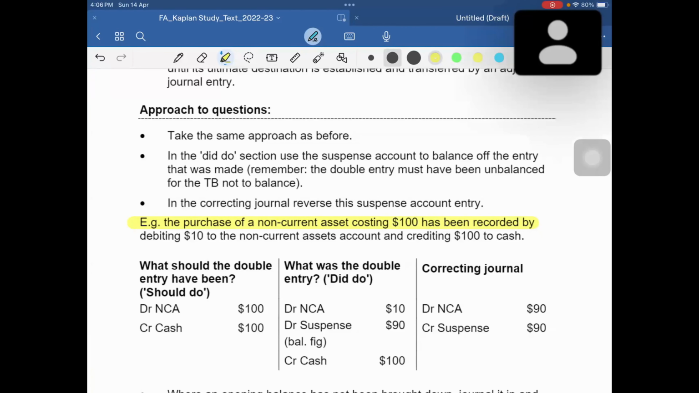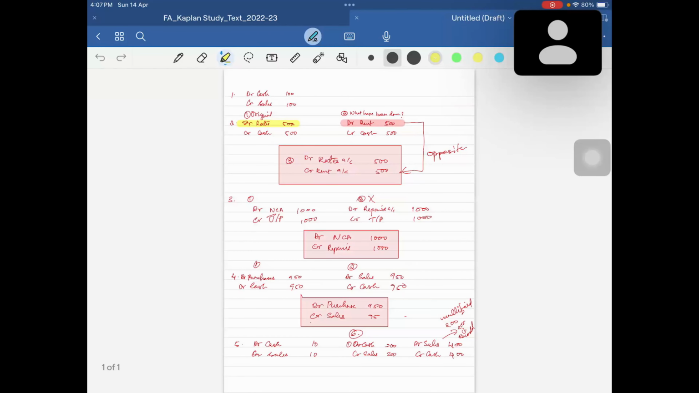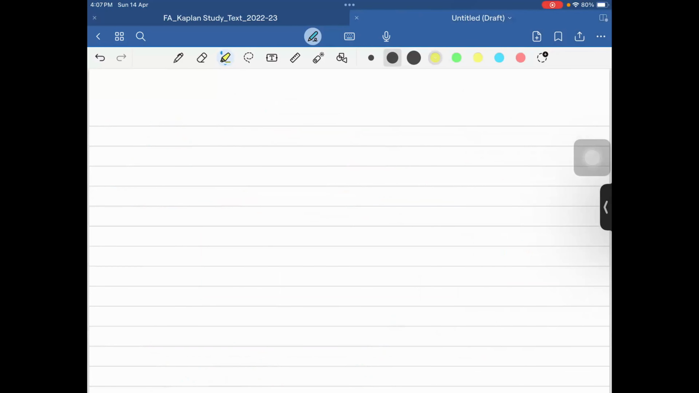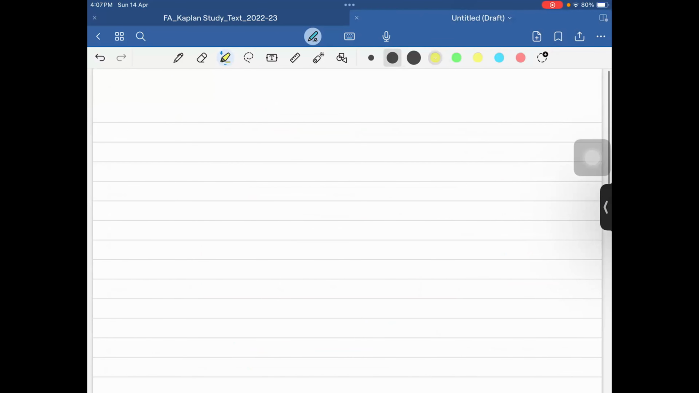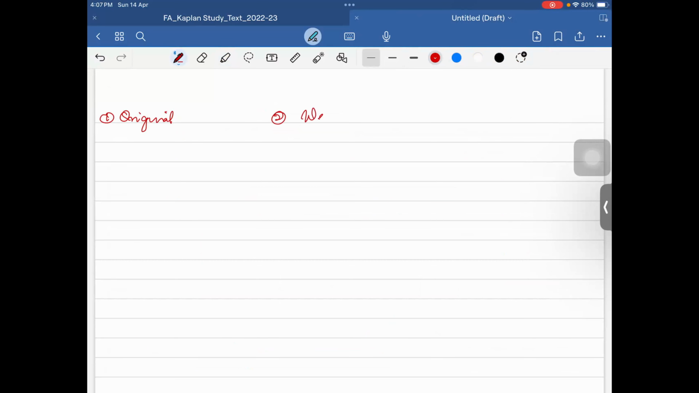We'll take the example that is given here. We need three things, right? First is the original entry. Second one is the wrong one. And the third one is the corrected one. Now let's see what has happened and how it should be recorded.